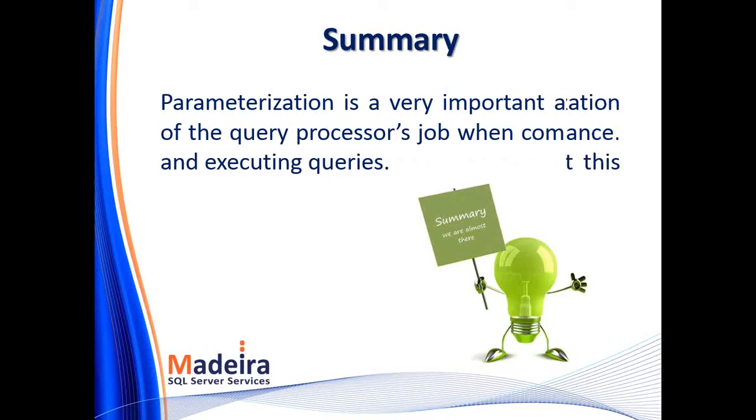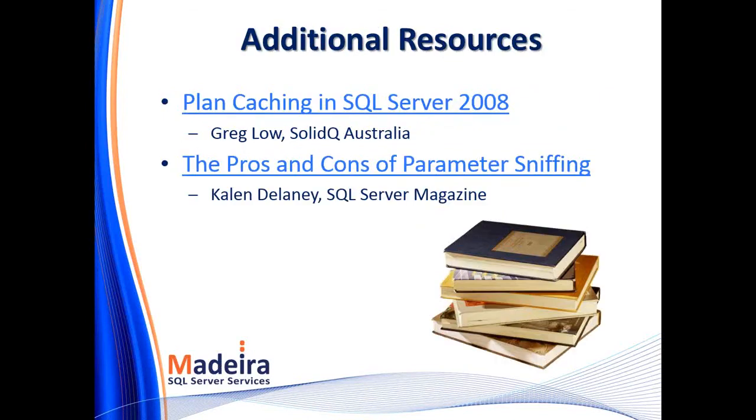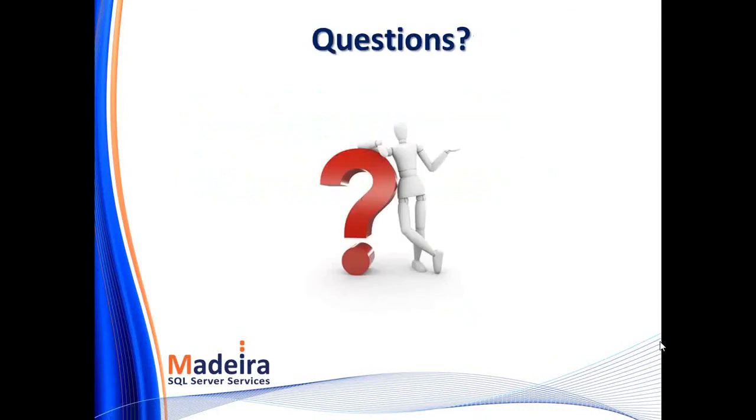I just want to point to 2 resources, quite old but still very good: one by Greg Low and one by Kehayias Delaney about plan caching and about parameter sniffing. Again, you're going to have the presentation, so you're going to have the links as well. I'm about at the end of the presentation time, but I have some time for questions, right?